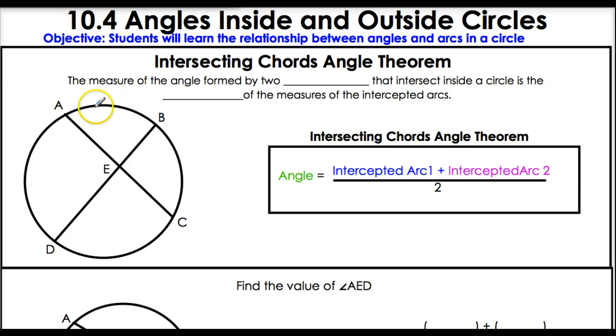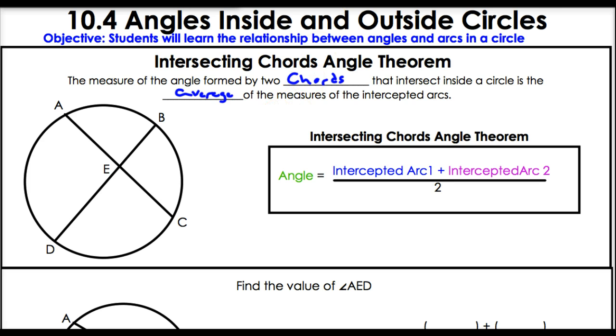And remember, you'll probably have a feeling that this has to do with chords. And remember that chords are just lines inside of circles with their endpoints on the circumference, okay? So if you have two intersecting chords like we do here, there's a theorem that we can use. The theorem is this: the measure of an angle formed by two chords that intersect inside a circle is the average of the measures of the intersected arcs.